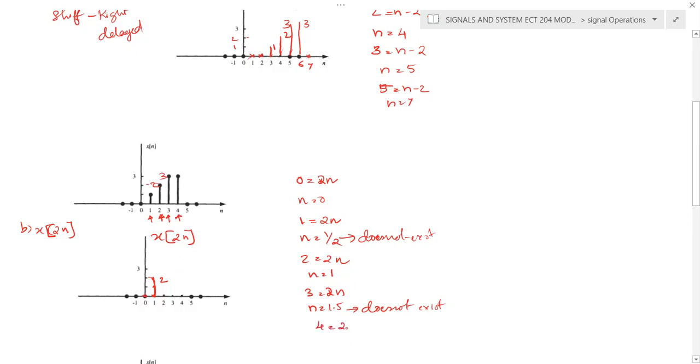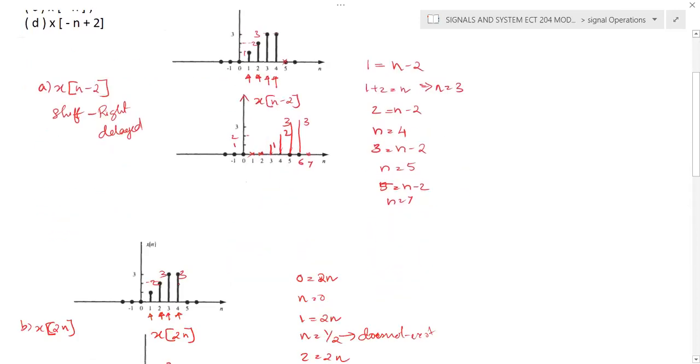So 4 will be transformed into 2n, so n is equal to 2. You can see that this particular point at n is equal to 4 will be transformed to n is equal to 2, and here the signal magnitude will be 3. So this is actually x of 2n. If you observe x of n and x of 2n, some values are missed, and you will get only 2 non-zero values. All other values will be 0. That is x of 2n.